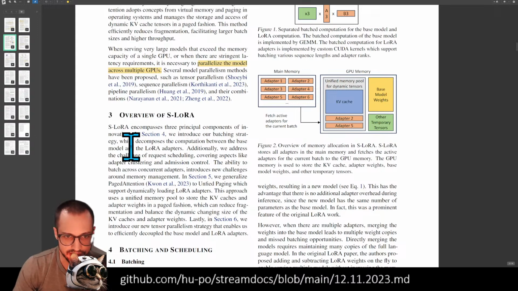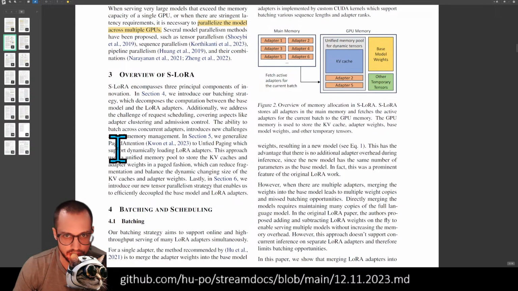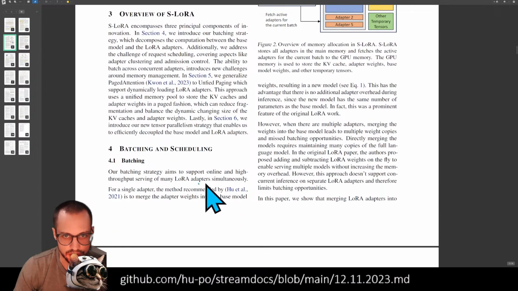Overview of S-LoRA. S-LoRA encompasses three principal components of innovation. They introduce batching, which decomposes the computation between the base model and the adapters. We address the challenge of request scheduling, the ability to batch across concurrent adapters, and generalize paged attention. Okay, I think they're just summarizing what they're doing.